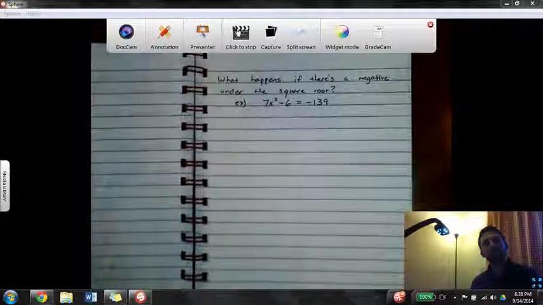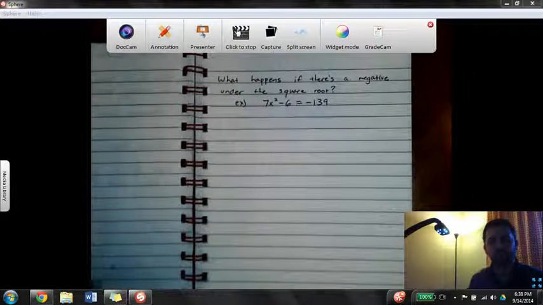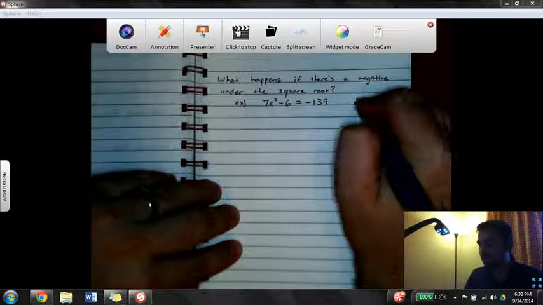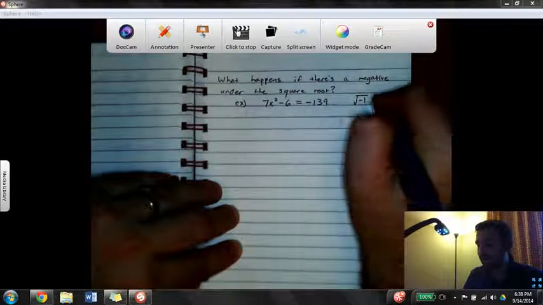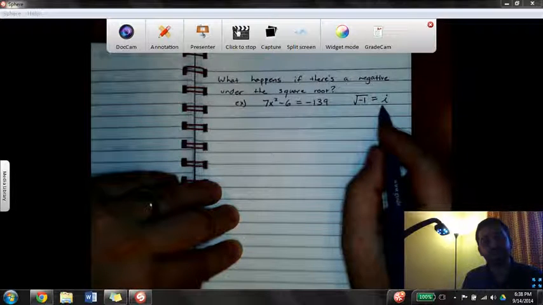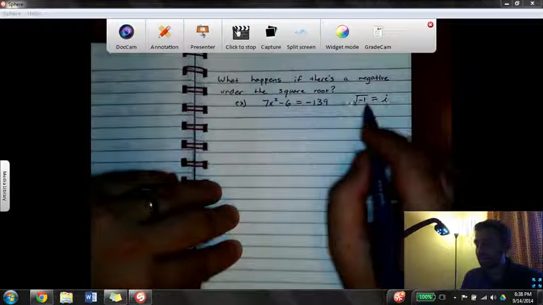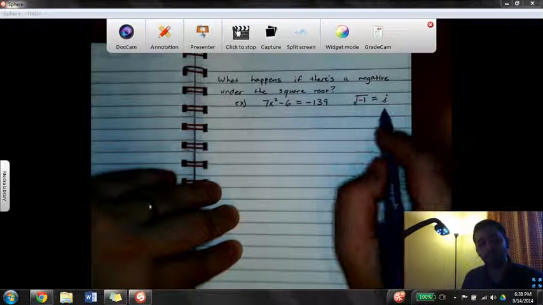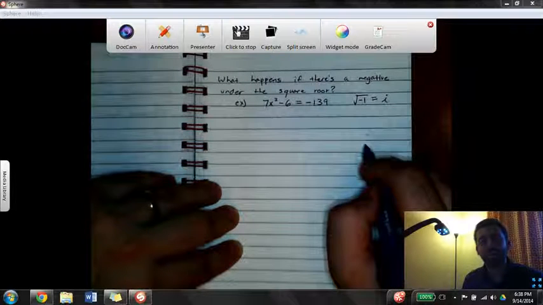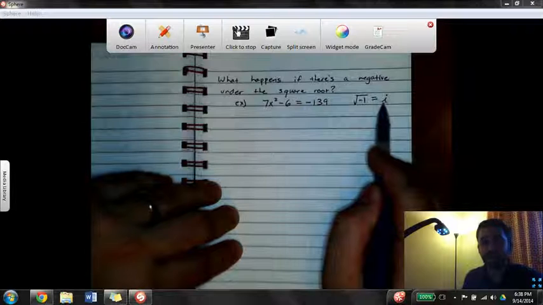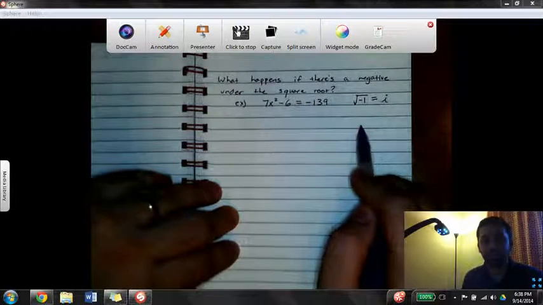So what happens if there's a negative under our square root? That's where we have to introduce a new number, i, which stands for an imaginary number. i is equal to the square root of negative 1, and the reason this is important is when we have a negative under a radical, we can simplify it by pulling out an i, which just represents the square root of negative 1.